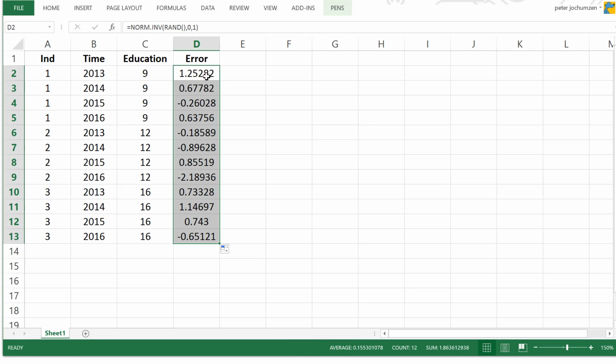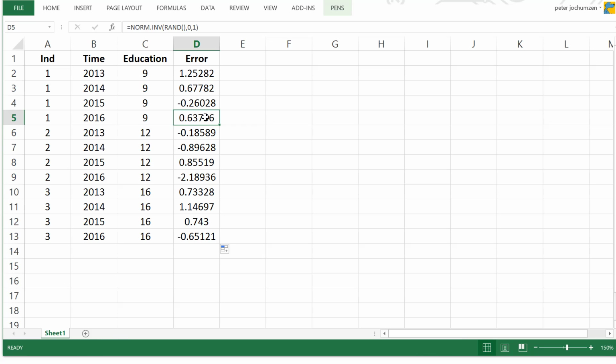So what this would mean is that individual 1 at time 2013 will make 1.25 more than you would expect from this person's explanatory variables. The next year, this person will make 0.68 above, 0.26 below, and then again 0.64 above. Complete randomness among these error terms. So let's think about for a second why this is unrealistic.